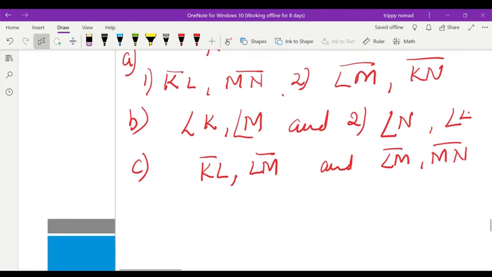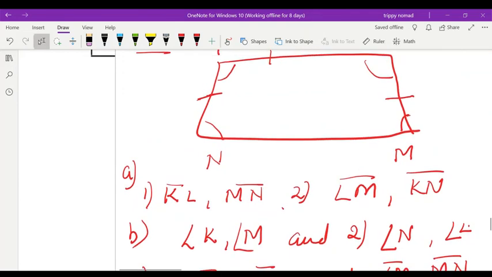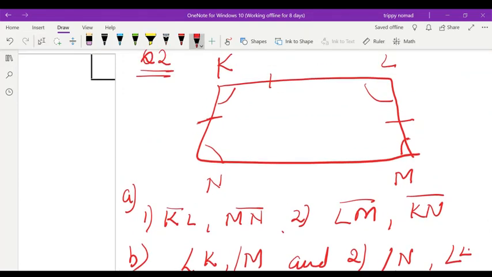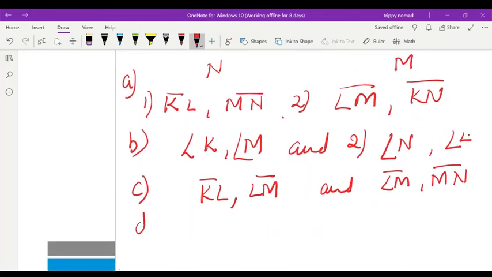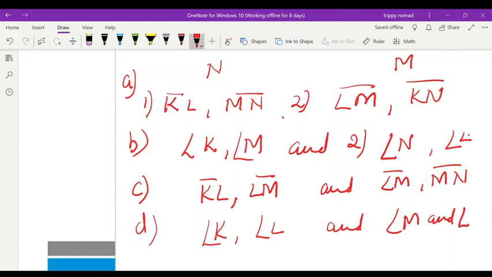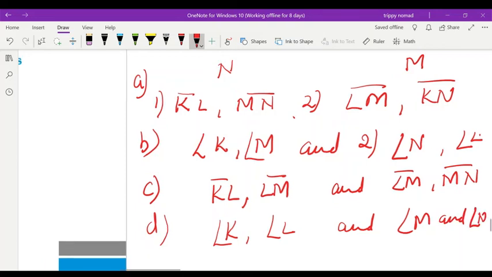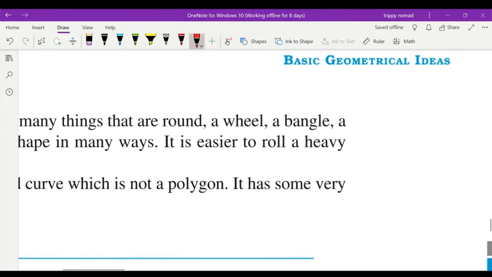Now two pairs of adjacent angles. The adjacent of K is N and also L. Anything you can write, any angle you can write. Angle K and angle L. Then another one, angle M and angle N. I hope you understood this one.